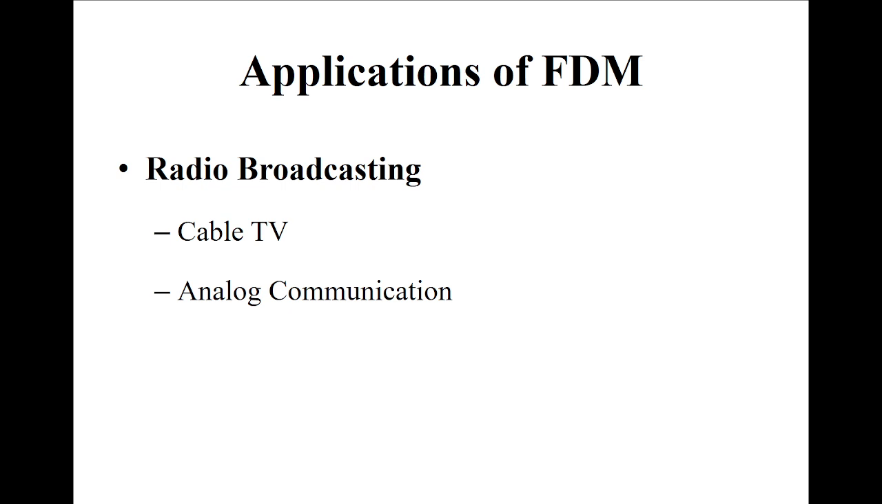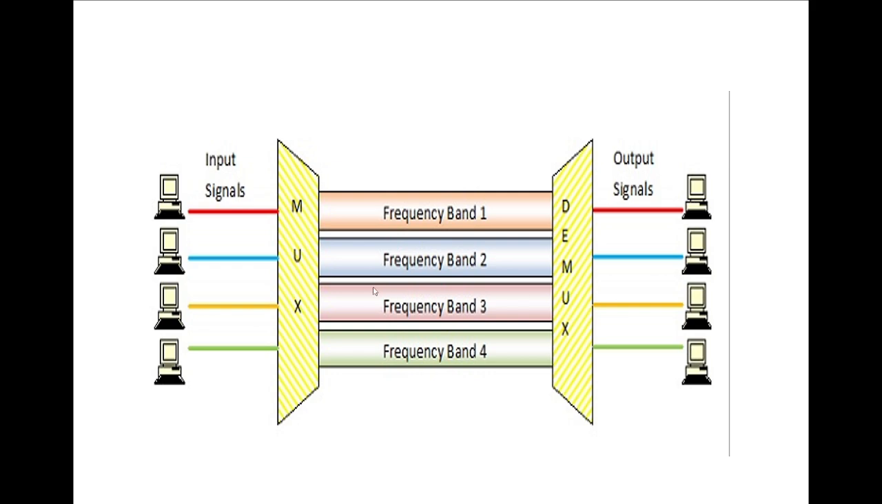This is FDM. So you can see here we are having different sources, from which we are getting some input signals, and they are having different frequency bands, like radio stations 98.3, 94.6. So they are having different frequency bands. So FDM is like giving each car a separate lane on the highway. So this is how FDM works.